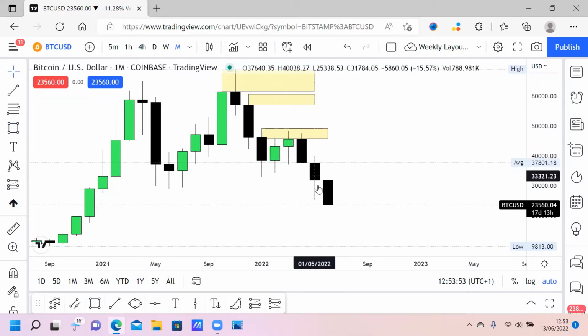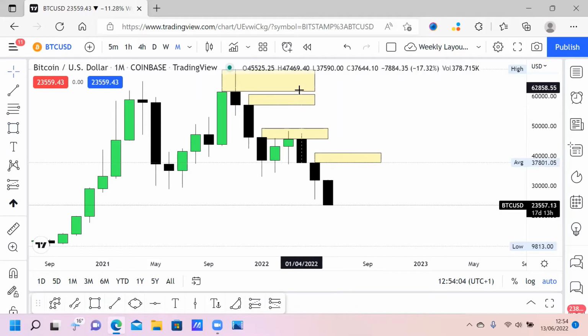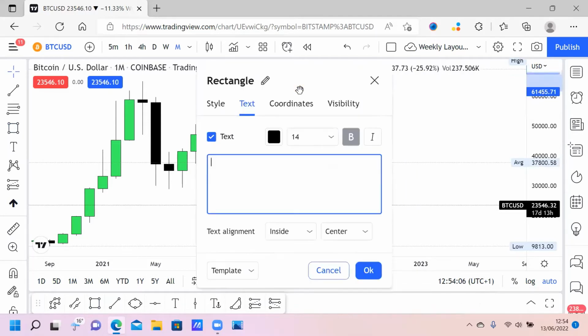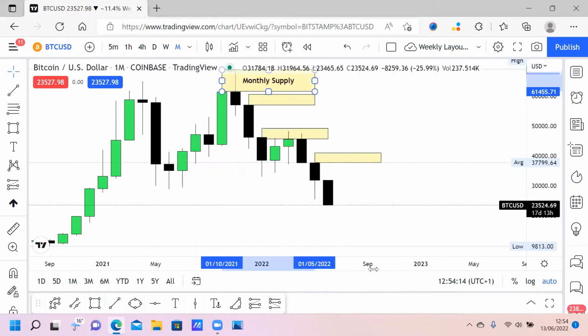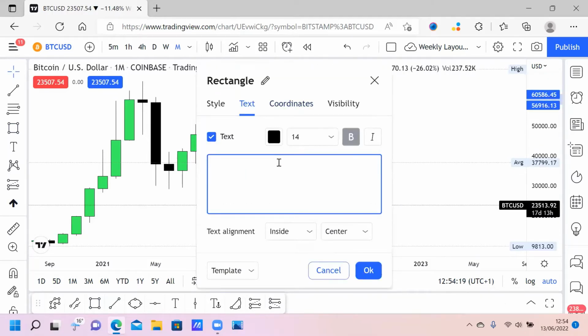Price went up, price went down, and it went further to the downside, and it hit this particular zone, which is our latest supply zone. Just to make it easier for you, let's put in here monthly supply for all of these yellow zones. The monthly supply then gives you validation when you're viewing this that you know what you're doing.